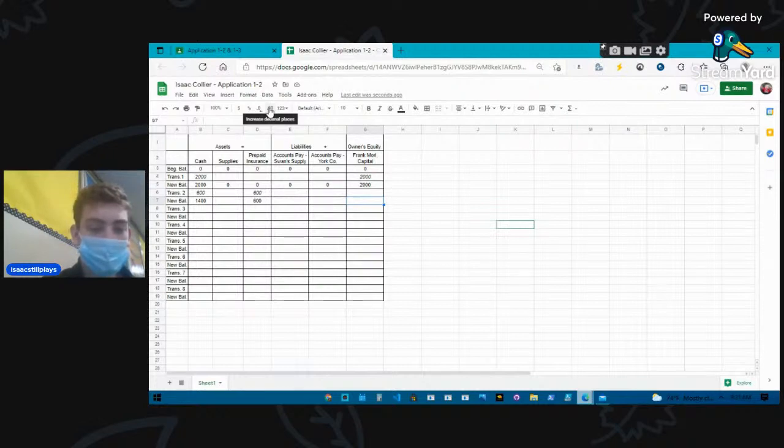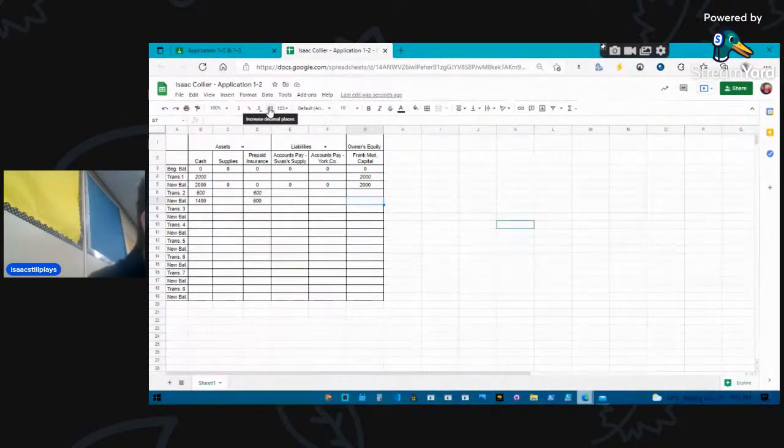Okay. So what was transaction 2? You're not even on the right page in the book. You gotta get to the right page so you know what's going on. Page 17. Okay, so read number 2.